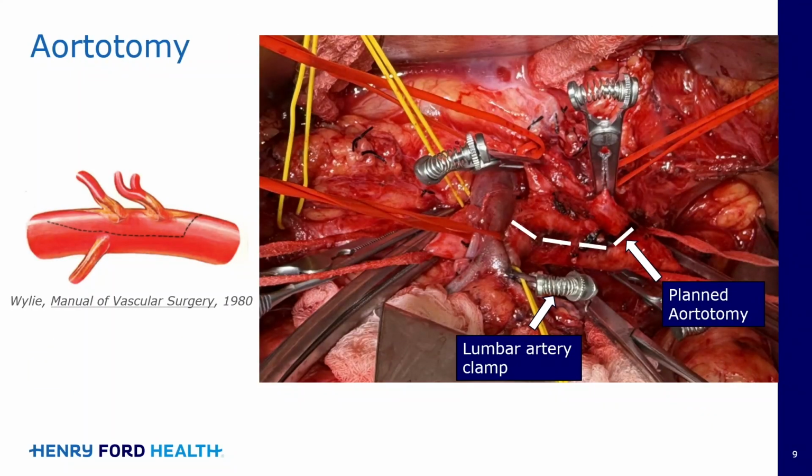Following heparinization and clamping of the proximal and distal aorta, as well as the branches, we make a curvilinear aortotomy in order to visualize the orifices of these vessels. The picture on the right has a white dotted line which demonstrates our planned aortotomy.